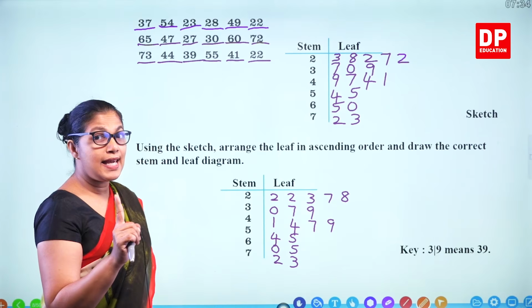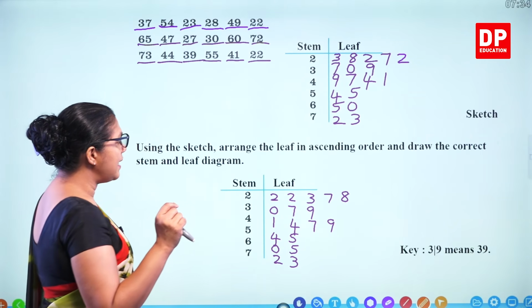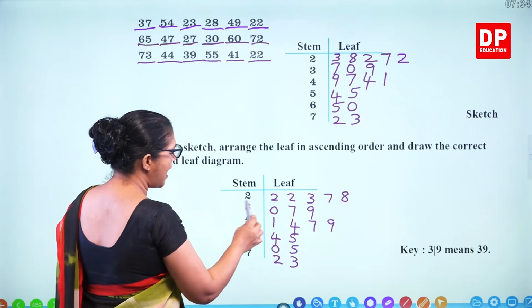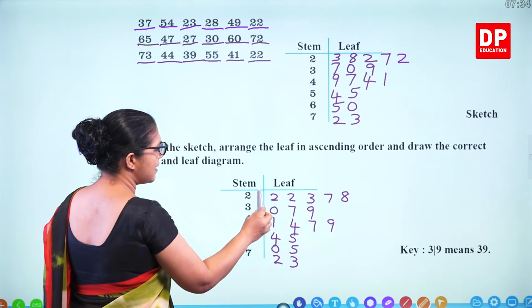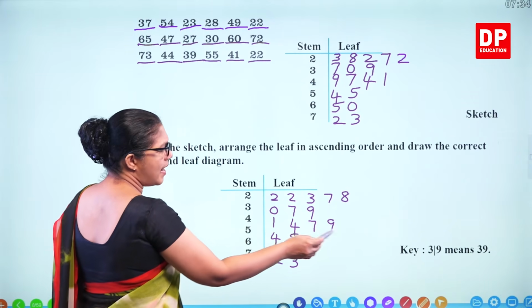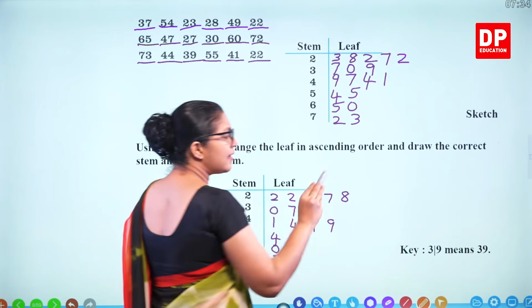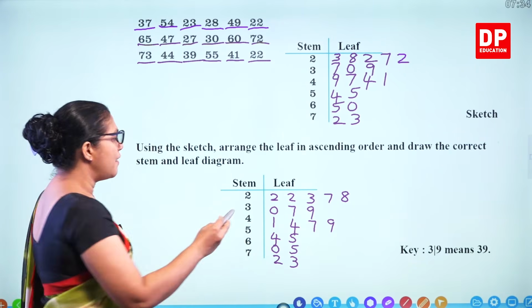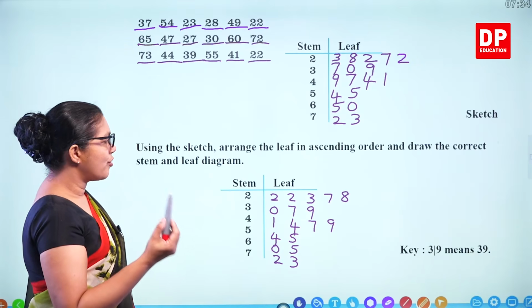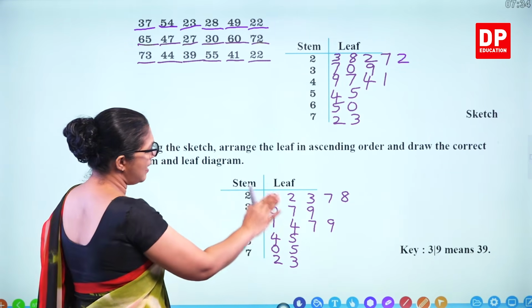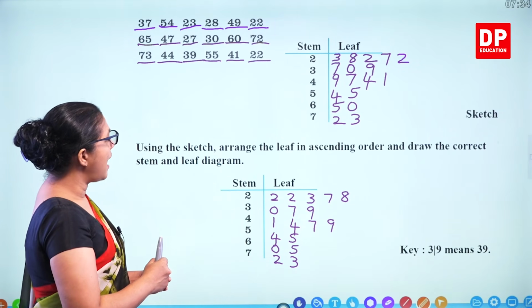So what's the key? The key is important in stem and leaf diagrams. You can take any number, 3|9 or 2|2. Any number, that means 39. Or 2|2 is 22. So write down the key. So this is the stem and leaf diagram.